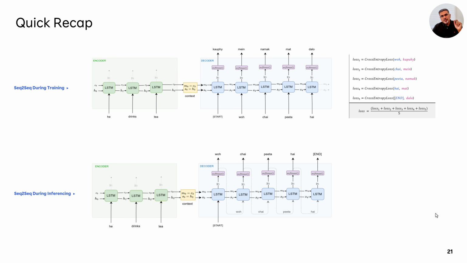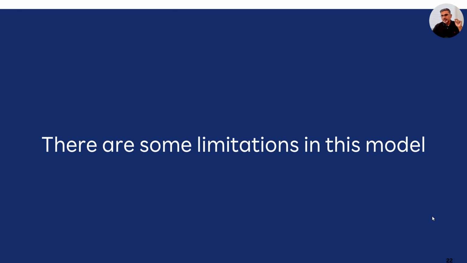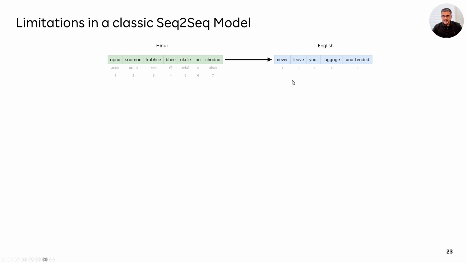Now, while this is a very powerful architecture, there is one limitation in this model, and let's try to understand that. So let's say I want to reverse this now. I'm going to give it a Hindi sentence and I want to train a neural network so it can predict the corresponding English translation for that sentence. Now the sentence here is basically something like this. It has 7 words in Hindi, which is the source, and in target English, it translates into 5 words: never leave your luggage unattended.